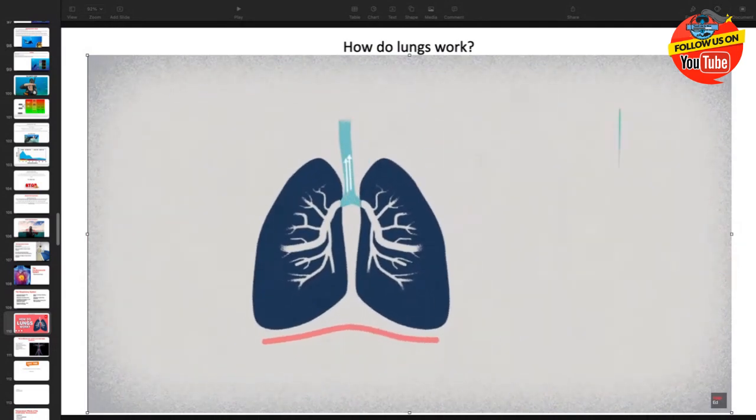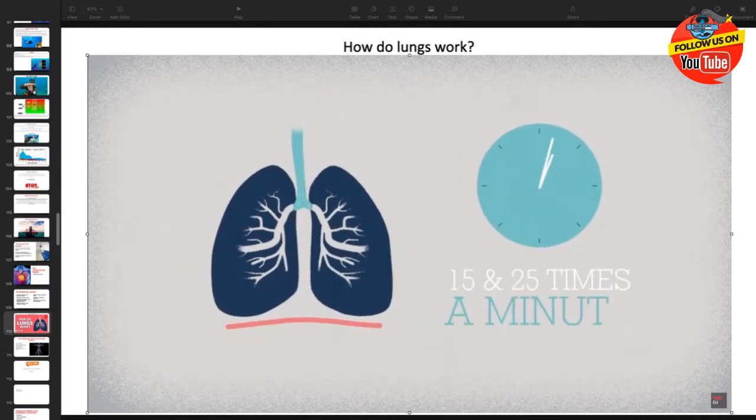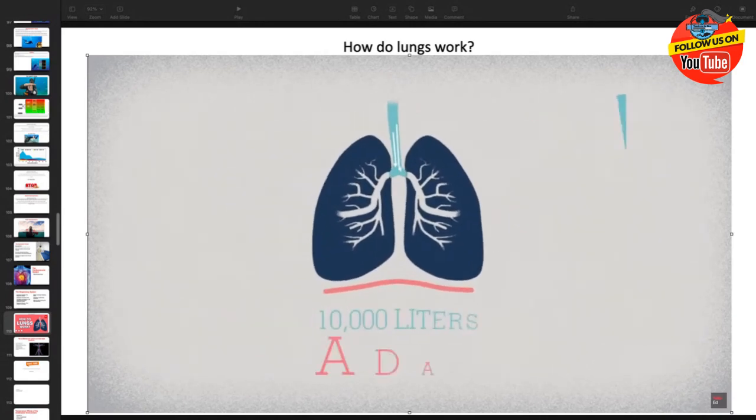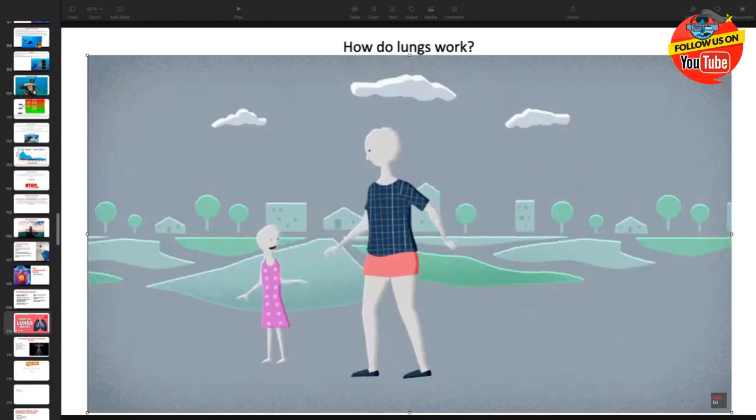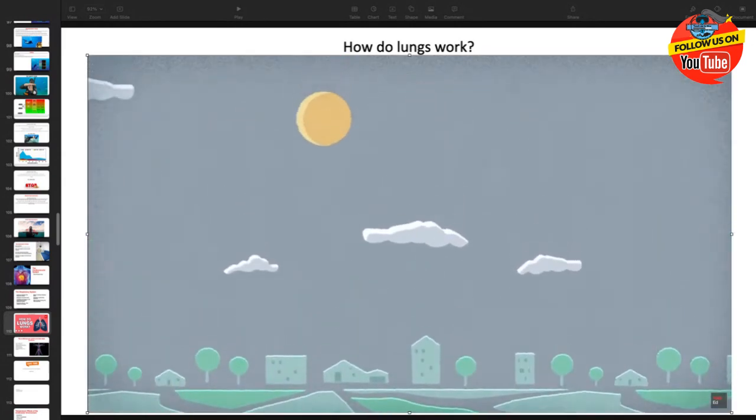Lungs inhale and exhale between 15 and 25 times a minute, which amounts to an incredible 10,000 liters of air each day. That's a lot of work, but don't sweat it. Your lungs and your autonomic nervous system have got it covered.